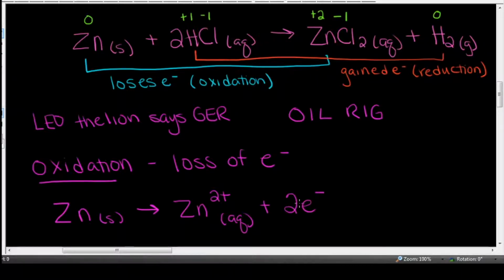And you might also notice that my charge cancels out, right? So if I have 2 electrons and a 2+ charge, that will equal a neutral zinc. So always remember for your oxidation reactions that your electrons appear on the right-hand side of your equation.